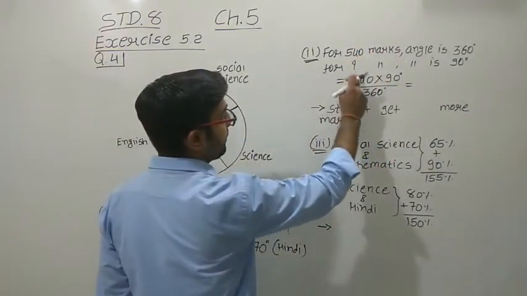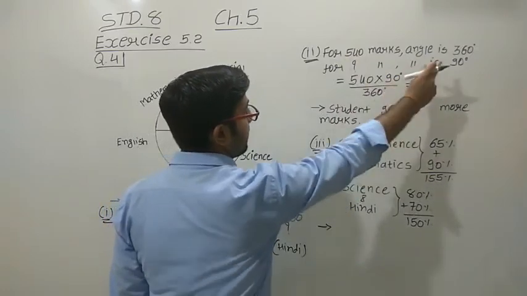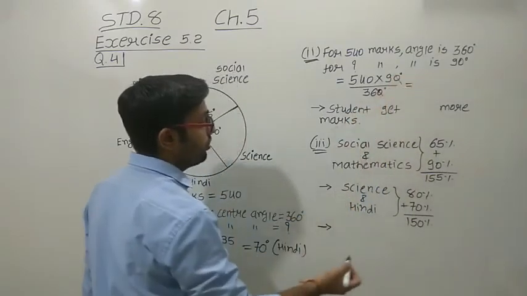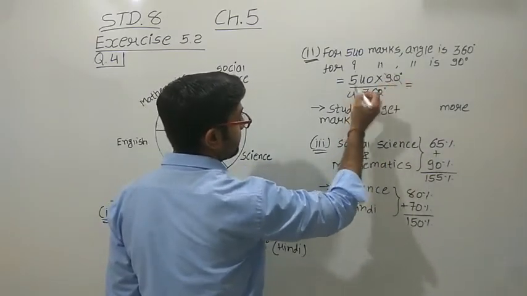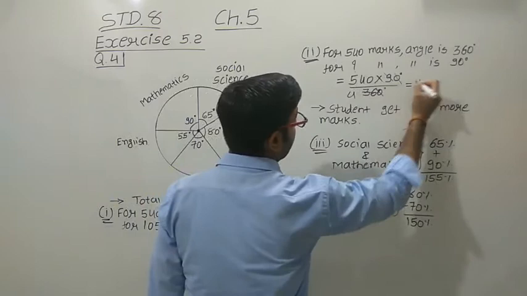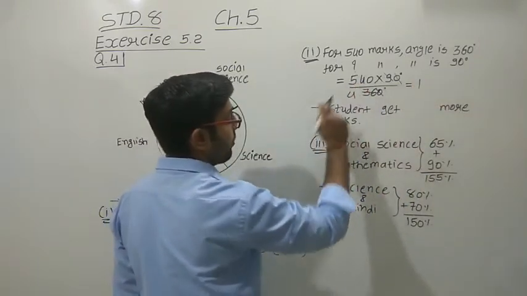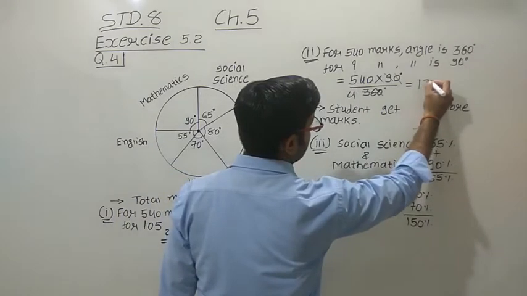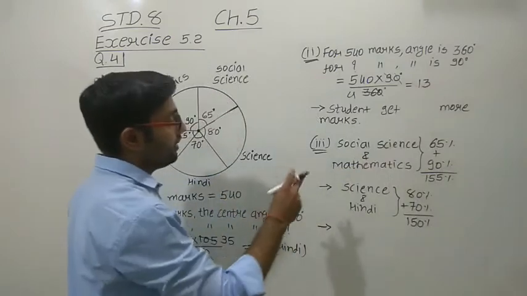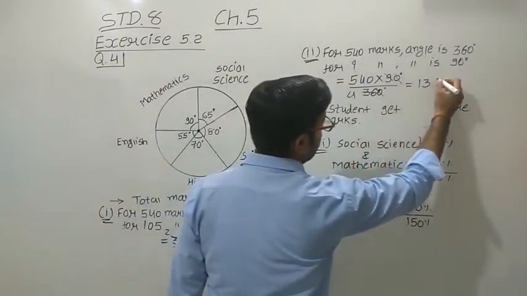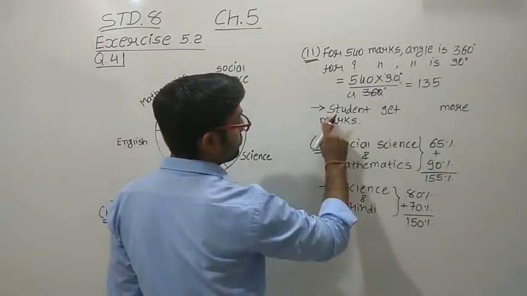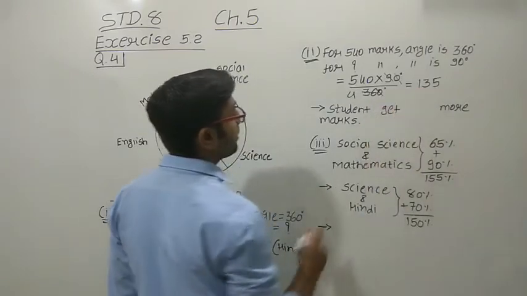So here also we have to multiply 540 with 90 and divide it by 360. So what will happen? Here we can cut this 900, 9 fours are 36, and we divide it by 4. 4 ones are 4, 1 is the remainder, 14, 4 threes are 12, and 2 is remaining, 20, 5, 135. That is the answer. So the marks obtained in mathematics is 135.